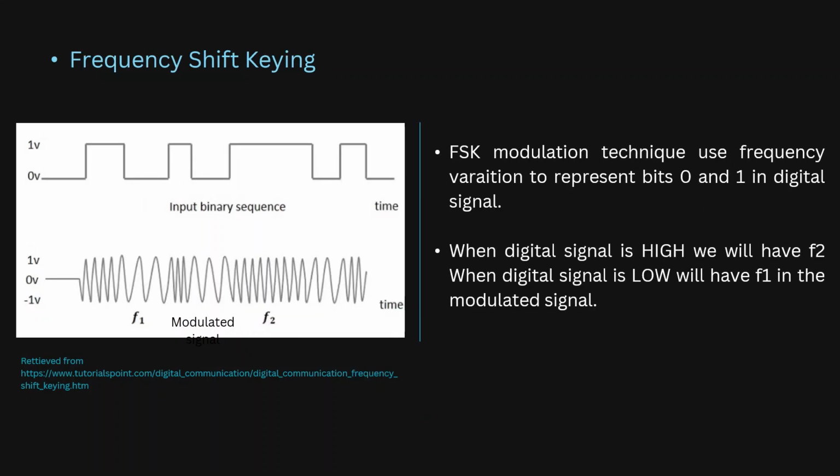We also have frequency shift keying. Frequency shift keying is a technique that uses frequency variation to represent bits 0 and 1 in a digital signal. When the digital signal is high, we will have frequency 2. When the digital signal is low, we will have frequency 1 in the modulated signal, as shown in the figure beside.